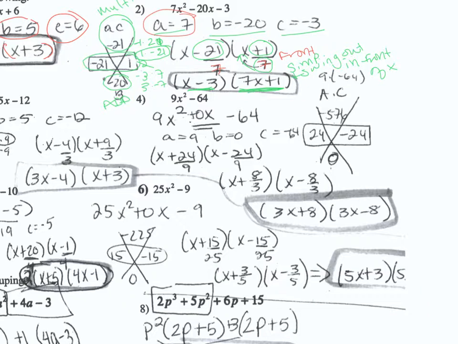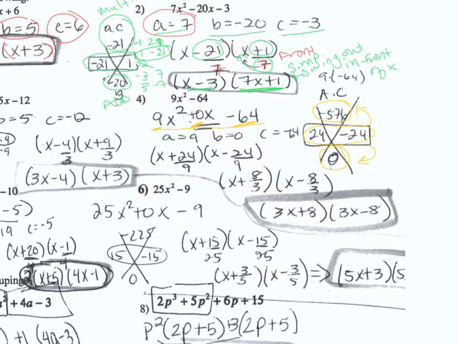We're going to skip around. Let's look at number 4. So notice for 4, I expanded to make it a trinomial. So now I have an A is 9, a B is 0 because it's a missing term, and C is negative 64. Again, what multiplies to A times C, or negative 576, that adds to 0? The numbers need to be the same and opposite. It's 24 and negative 24. They multiply to negative 576 and they add to 0.